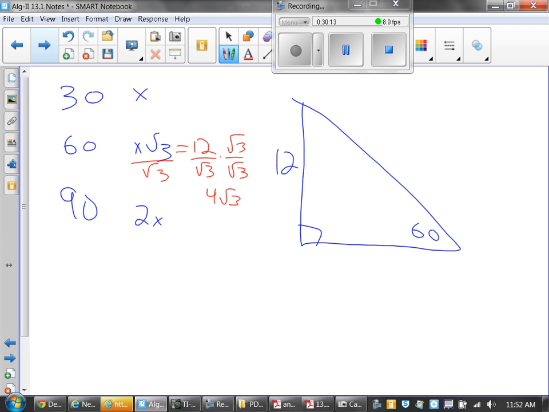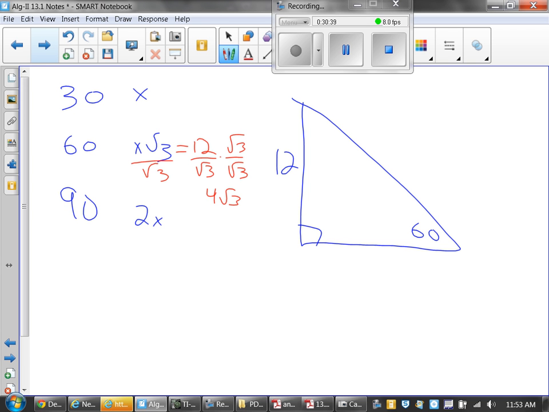Do you remember the shortcut for that? Divide it into thirds and slap a root 3 next to it. Okay. And that will always find you the value of x. So that means across from the 30 would be 4 root 3. What would be across from the 90 then? 8 root 3, very good. Just trying to see if you guys remembered some of the shortcuts and go from there.